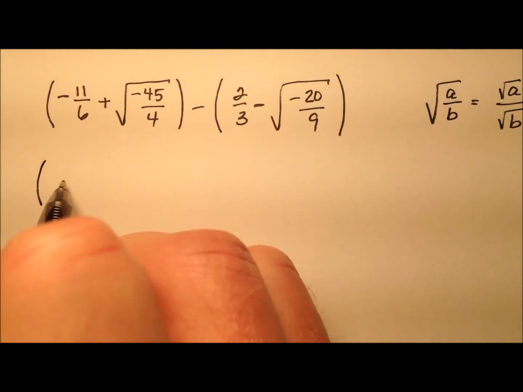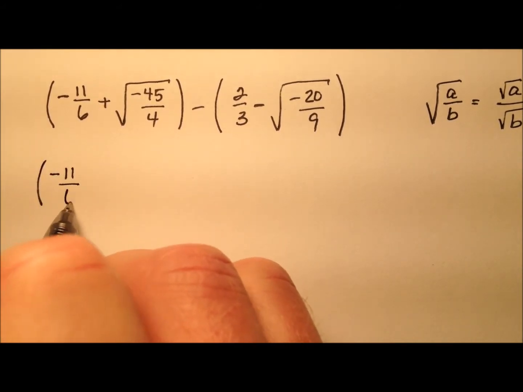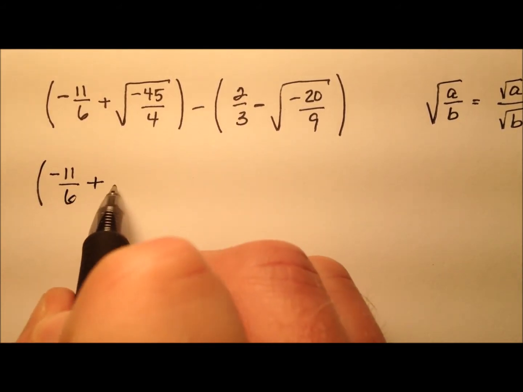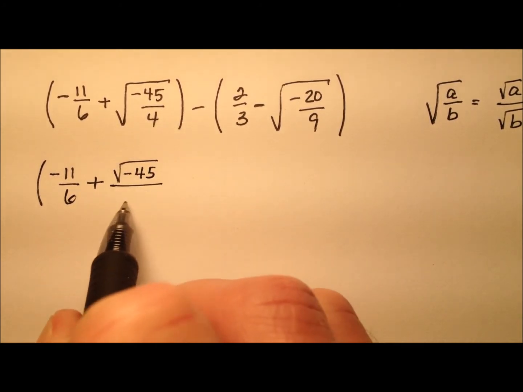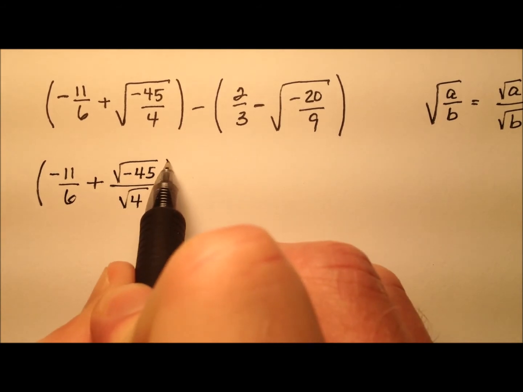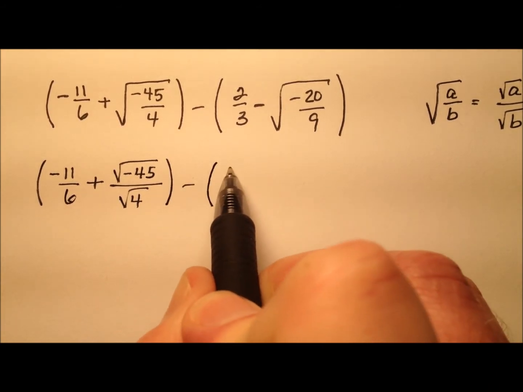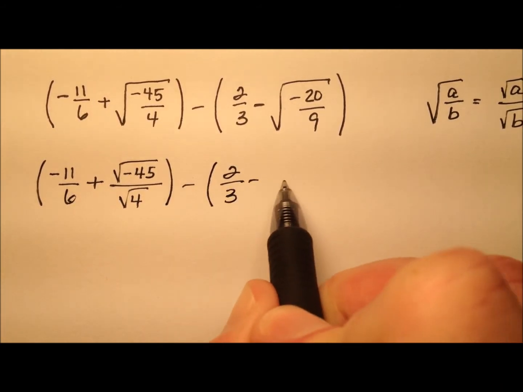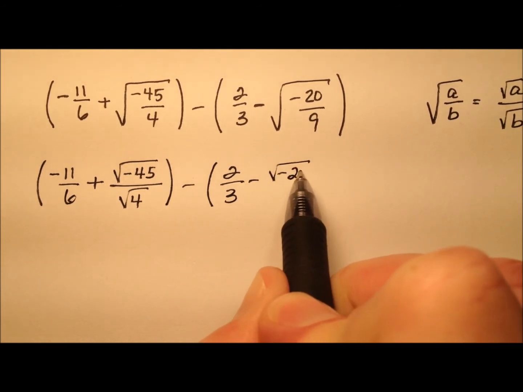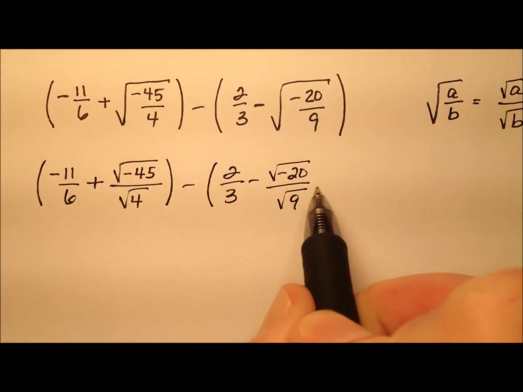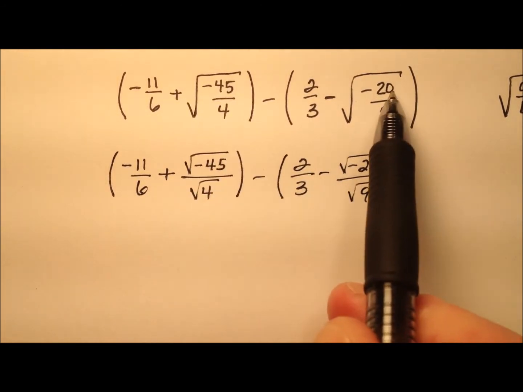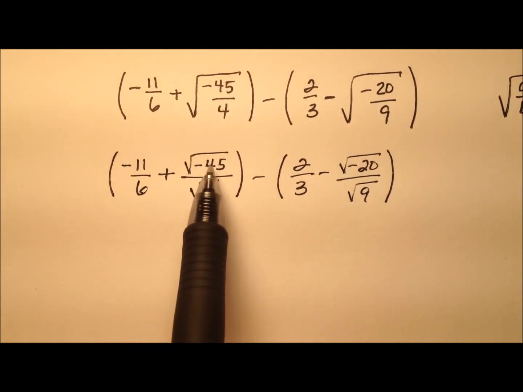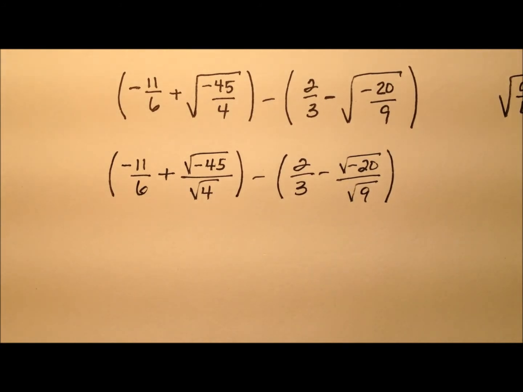So I'm going to rewrite the negative 11/6. I'm going to say plus, now I'm going to break this up as the square root of negative 45 over the square root of 4. Okay, and close up that parentheses, and let's do the next one. So it's going to be the square root of negative 20 over the square root of 9. I just took these radical terms that had a fraction underneath and rewrote them this way. And this will be a lot easier to simplify.